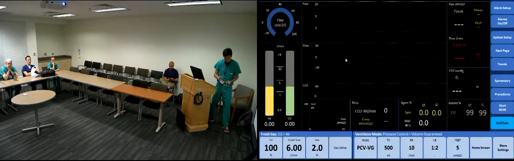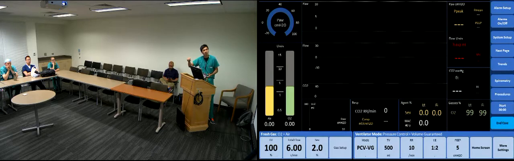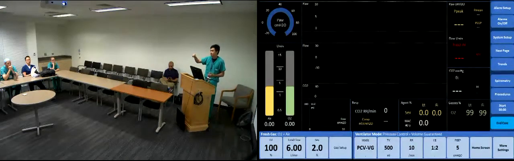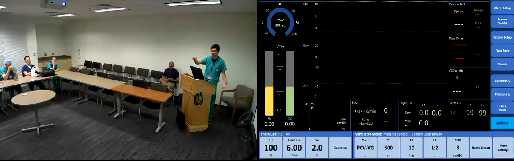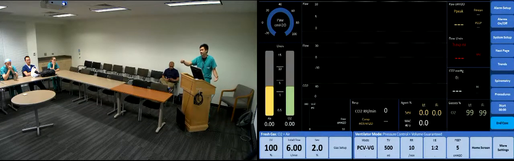Then you have the flow, measured in liters per minute. It's divided into your oxygen, which will always be there, and then either air or nitrous oxide, colored to the US standard of gas colors. So green is for oxygen, yellow is for air, and sometimes you'll have nitrous oxide on here, which will be blue, okay?